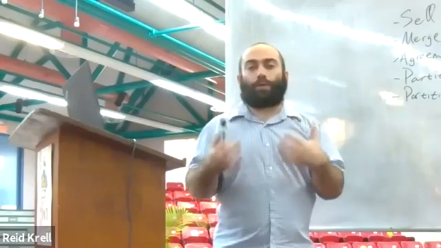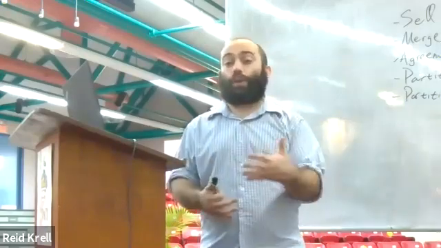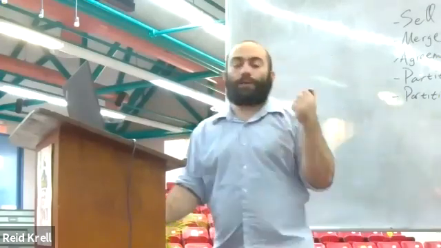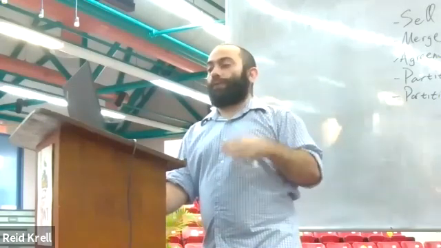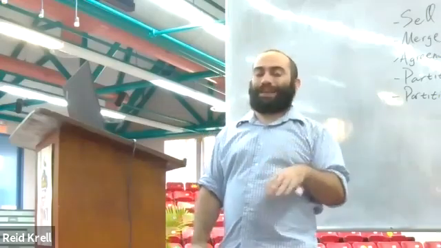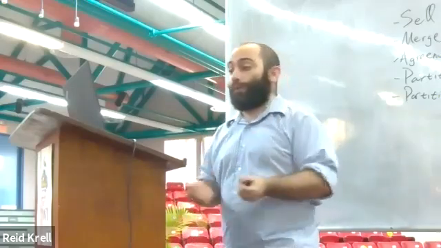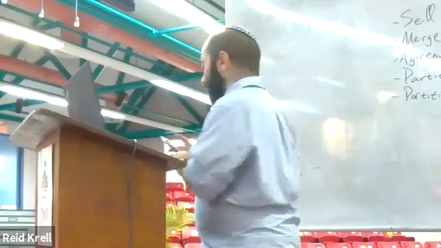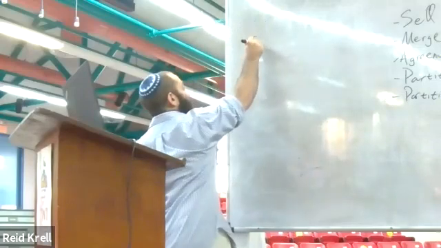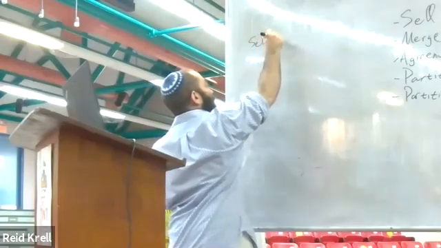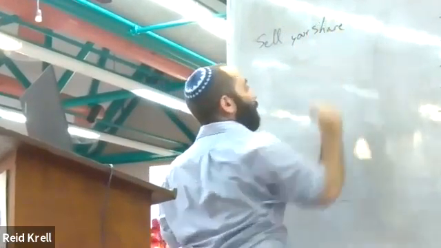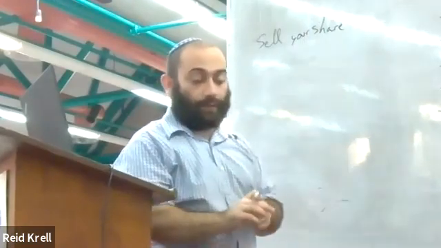The next thing that we're going to talk about is how you end a joint tenancy. How do you break a joint tenancy? We talked about breaking one of the 4 unities, okay? And all of these methods of ending the joint tenancy break one of the 4 unities. So the first one, you sell your share.